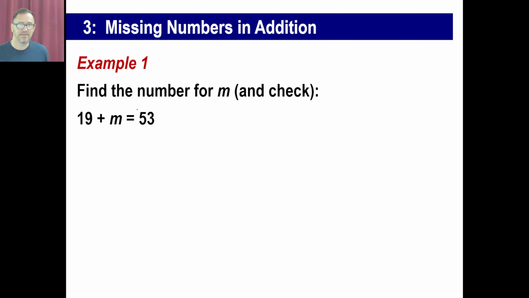Okay, let's do an example. Find a number for M. Ooh, we're getting into letters. It's algebra. Mom, look, I'm a genius. Okay, let's check it too. Find a number for M, and let's check this. Well, really all this is 19 plus some number. What is the number? Well, only one number works, right? So all we have to do is find what number this is.